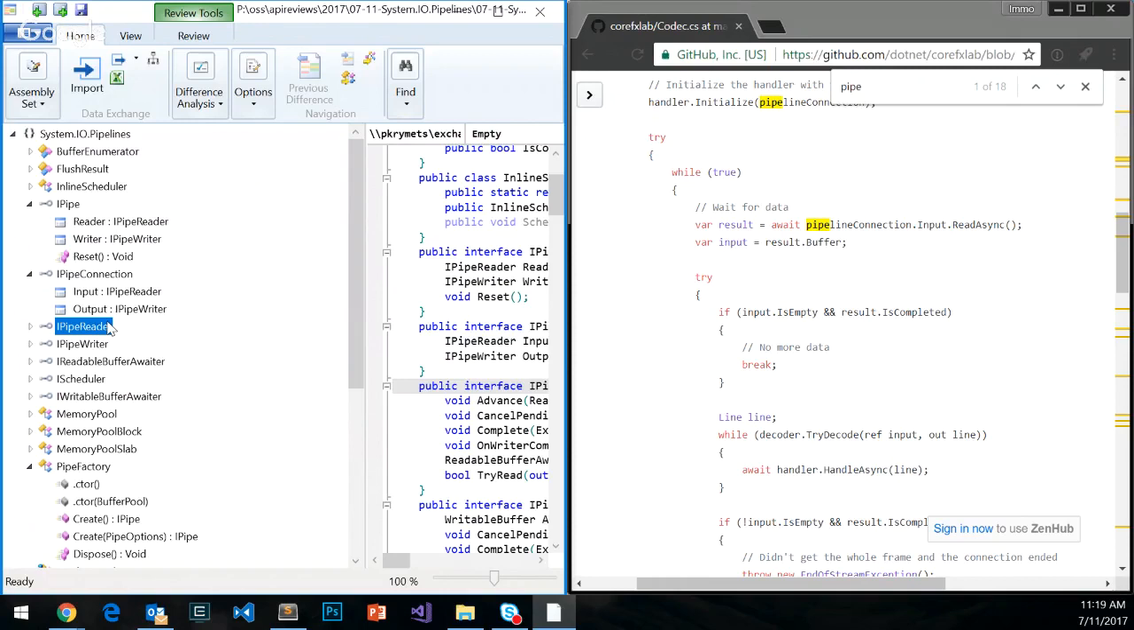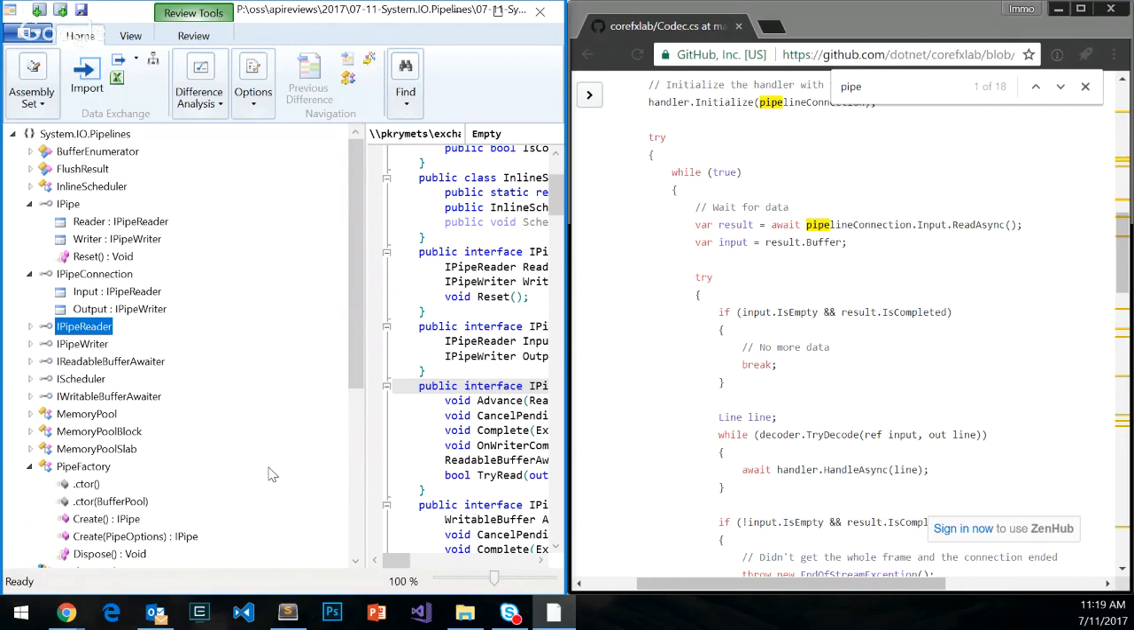Yes. One is like socket versus stream. Well, no, it's more like IPipe connection is a socket, more like a duplex stream. Yeah, IPipe connection. There's really no analog in the stream for IPipe. Okay, now it suddenly makes sense. Nice.